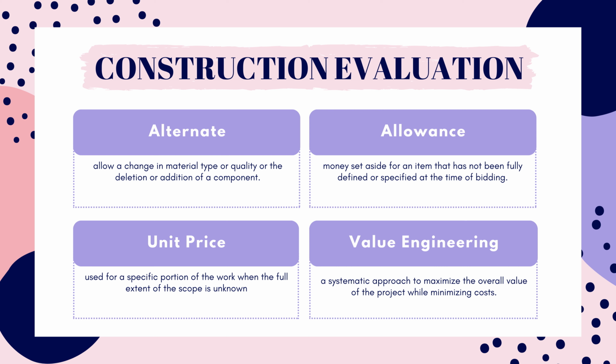An allowance is a specific amount of money set aside for a particular item or material that has not been fully defined or specified at the time of bidding. Allowances are typically used when the exact quantity, quality, or cost of the material or equipment can't be determined. The amount of the allowance is listed in the specification so that all contractors are using the same amount in their bid. It's the contractor's responsibility to add on fees for delivery, labor, and installation costs.